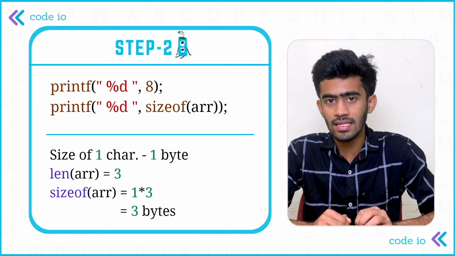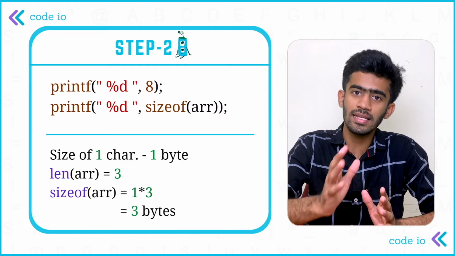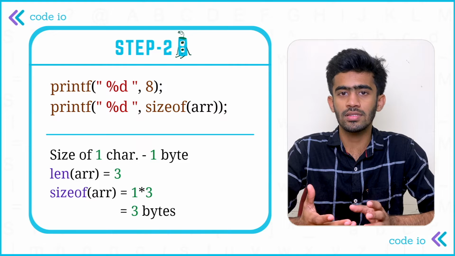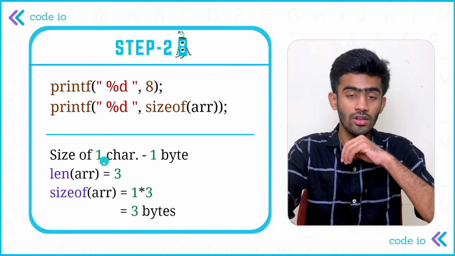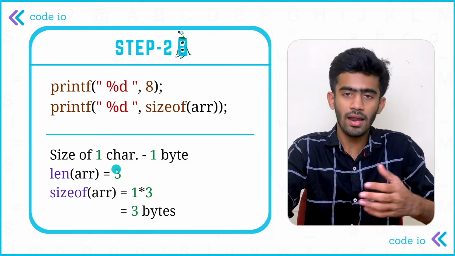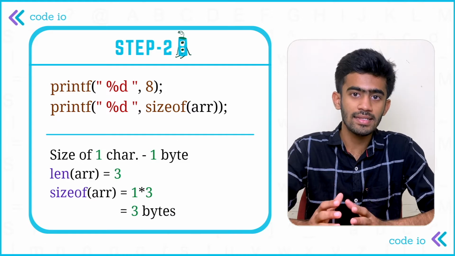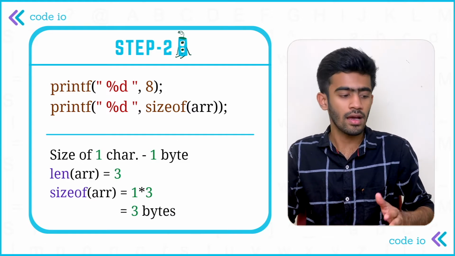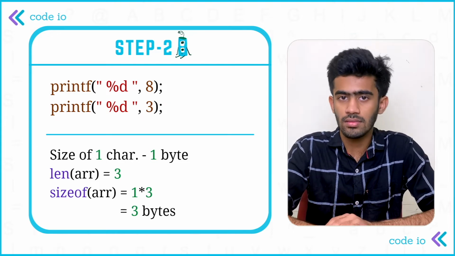When coming to the second statement, sizeof ARR, it depends upon the number of elements present inside this array. So how many elements are present inside this array? There are 3 elements, 1, 2 and 3, right? And we know that the size of one character is 1 byte, and there are 3 elements. So 3 times 1 would give us 3, and hence the size of this array would be 3 bytes. So the second print statement would print 3.